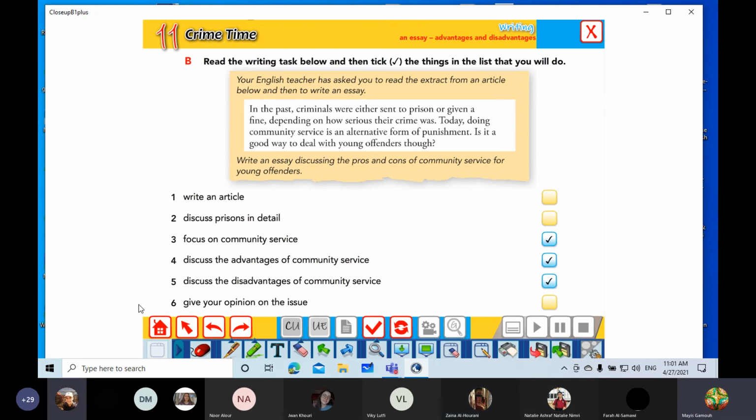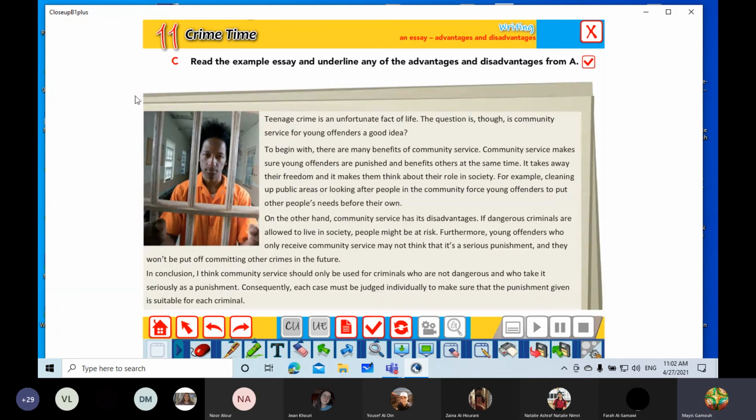And Yusuf, six. Give your opinion on the issue. Yes, because we have to give our opinion in conclusion. After summing up, after giving our summary of the topic, we have to give our opinion, and then if we had an advice. Thank you, dears. Let's check them. Yes, that was correct. And let's go to exercise C in here.